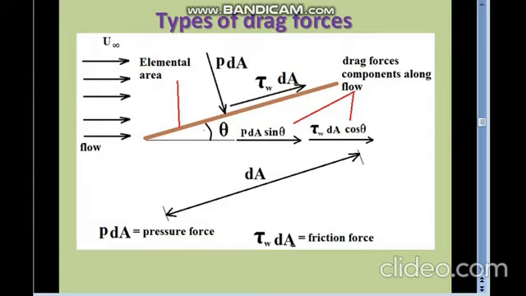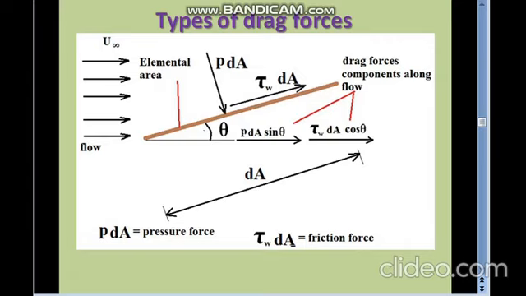Now let us understand how the skin friction drag and the form drag or pressure drag contribute. Let us see the flow coming with the free stream velocity U infinity and some elemental area dA. There will be two forces acting on this elemental area. One will be the shear force, that is tau W into dA, where tau W is the shear stress at the wall.